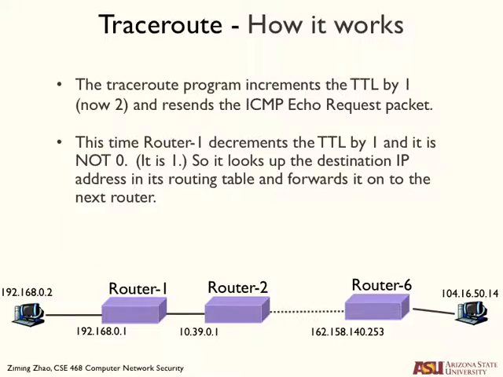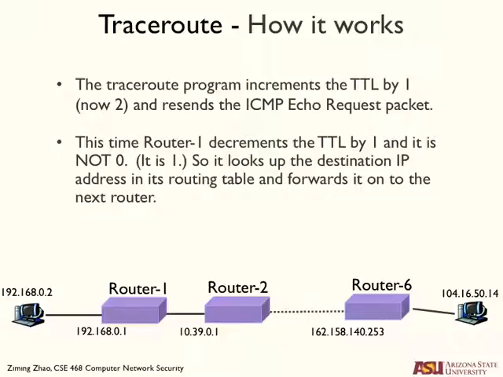So the next step, the traceroute program will increase this TTL value by 1. So in this case, the TTL value will be 2. And it resends this echo request message. So first, it is sent to here, and here will decrease that TTL, but still it will be 1.